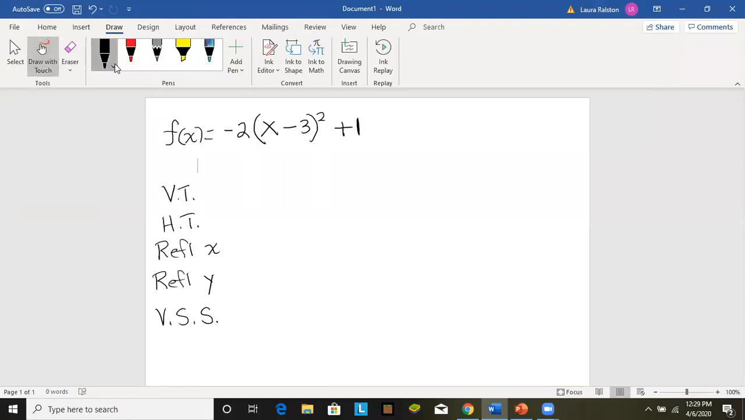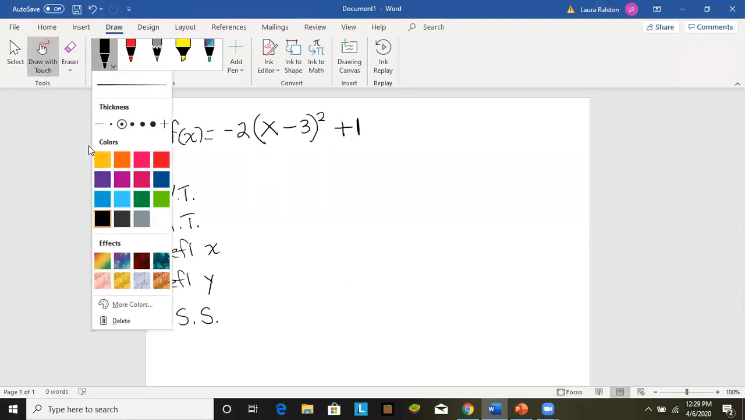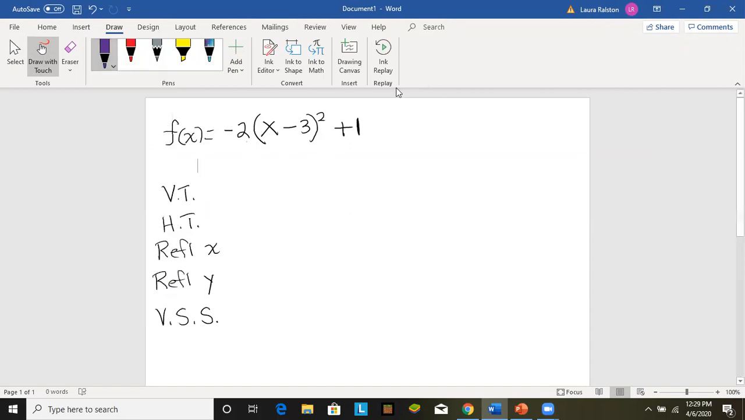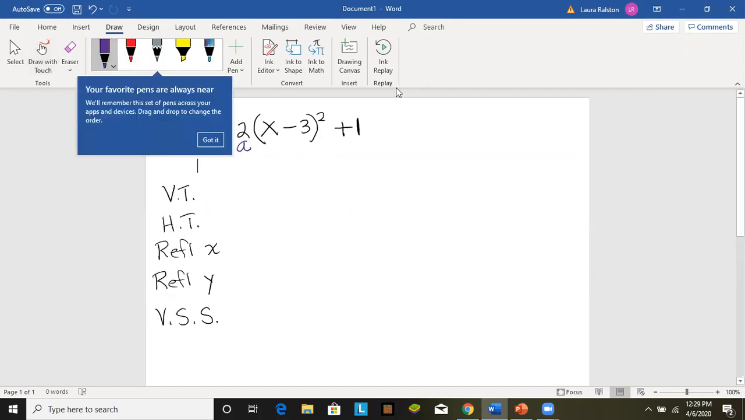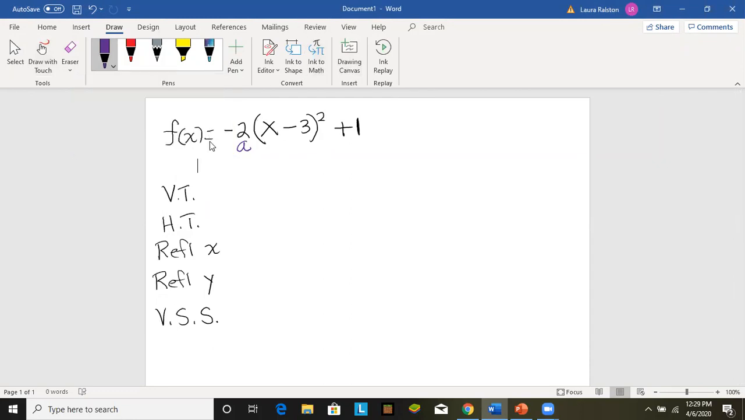So if you'll remember, the first thing we would do is identify the different values. You have A, which is the number out front. B is the number inside the parentheses with the X, in this case an understood 1. H is the number inside, and then K is the number tagged at the end. Good little review for us.